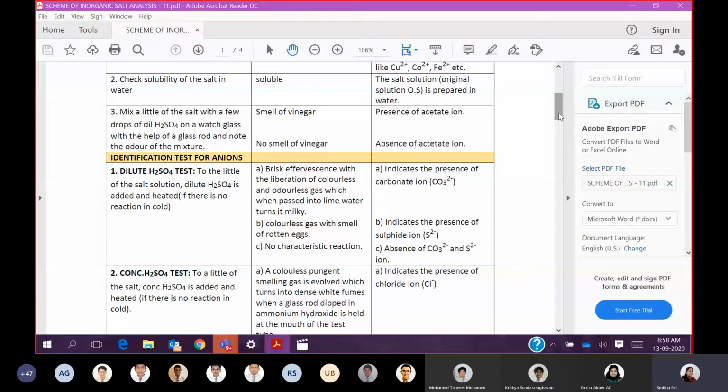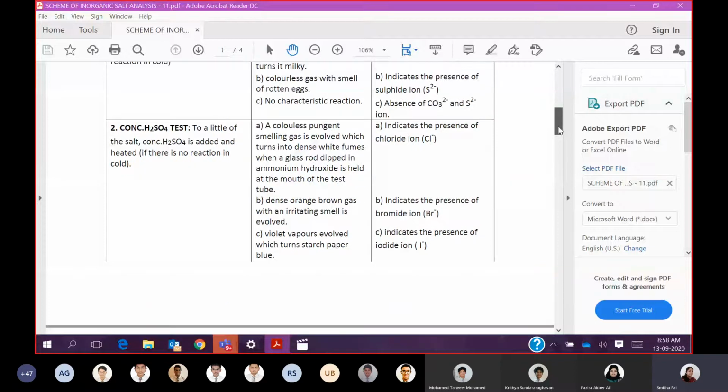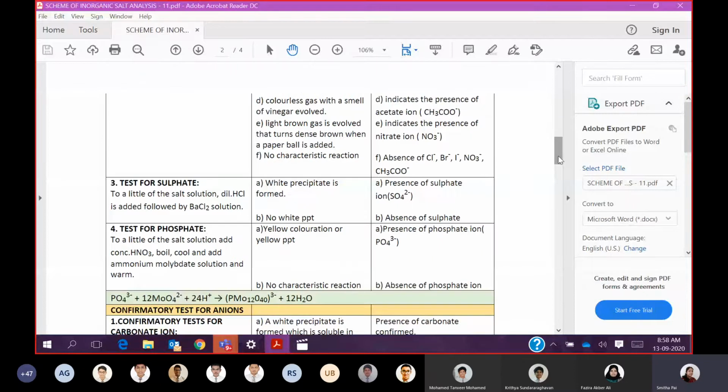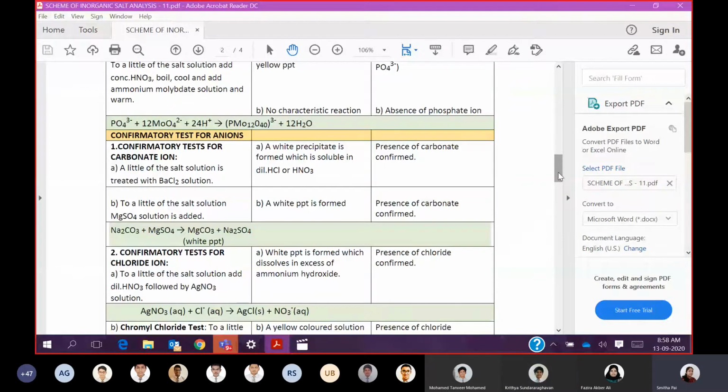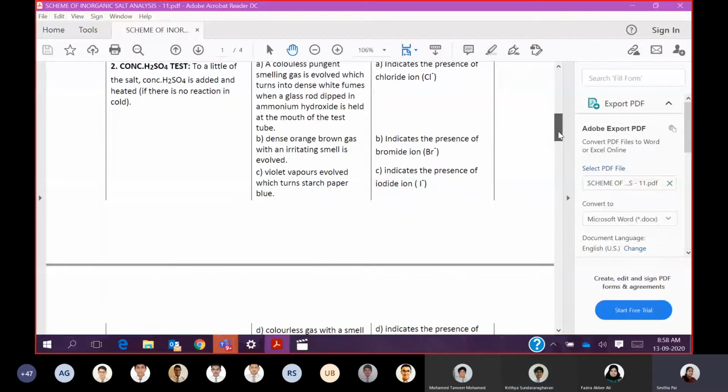Now once you get carbonate, you are not going to do the other tests. You are just skipping the concentrated H2SO4 test for sulfate, test for phosphate. You are not doing these tests. Then directly you will be moving to the confirmatory test for carbonate. So we would only do this if there is no characteristic reaction. Right? See, the salt given to you was carbonate.